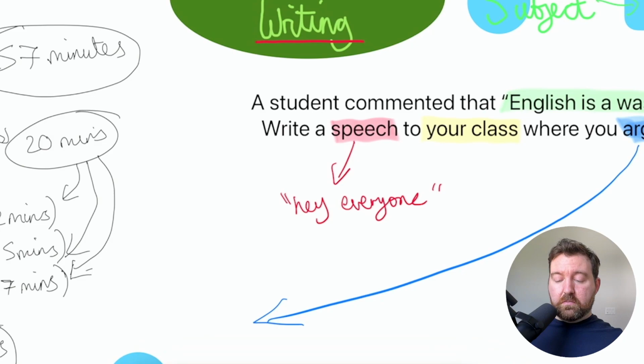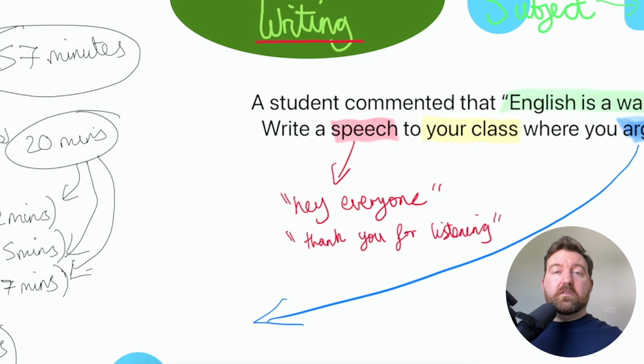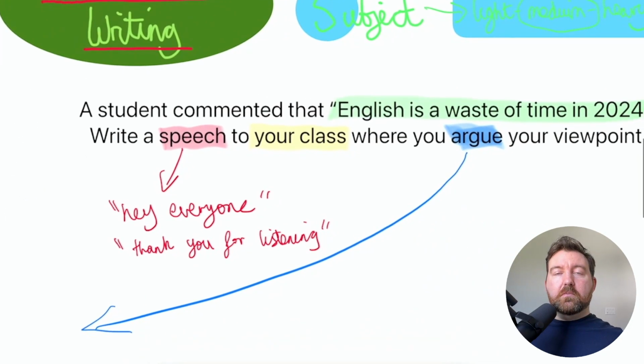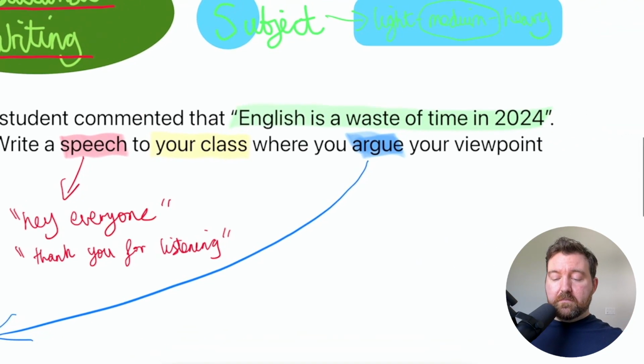And at the end, you might just say something like, thank you for listening. Are there any questions? Something like that. Okay. So that's the formatting. And that's also a little bit on the familiarity and the formality, because it's your class. English is a waste of time. You'd lay out your arguments why you agree or disagree or are somewhere in the middle of that statement. Most people are probably somewhere in the middle.